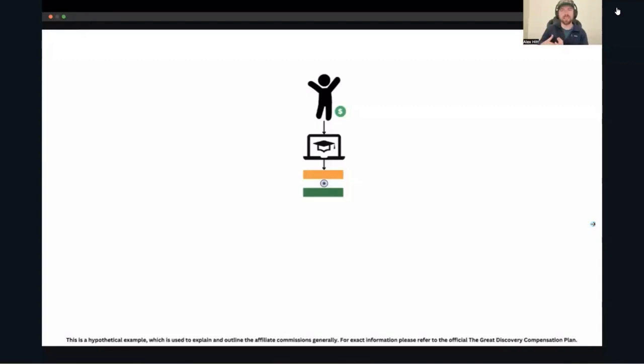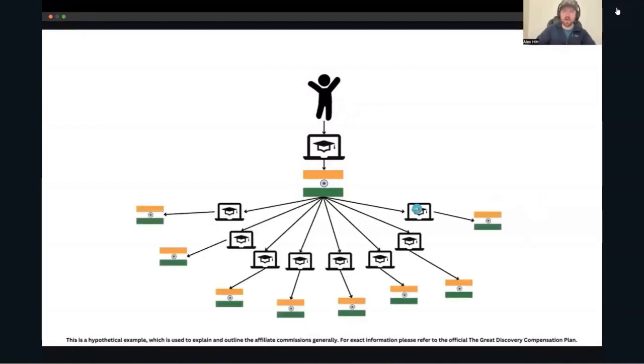Here's the really amazing part. You can translate your course, let's say into Hindi, because that's what they speak in India. Well, there's over 1 billion people in India. You can translate your course into Hindi, sell it to somebody in India, then they can become an affiliate of your course and sell it to other people in their country in their native language.